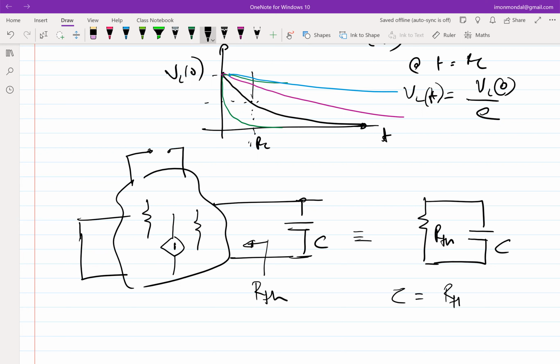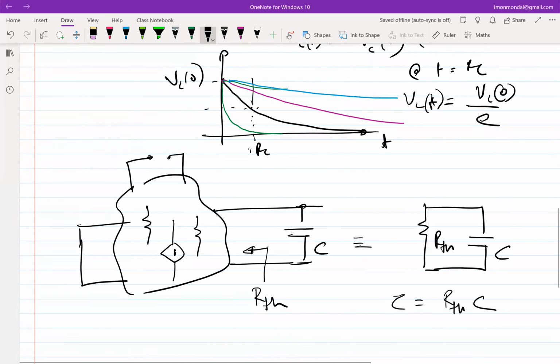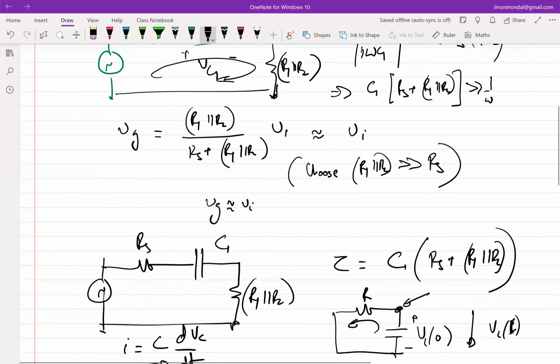Time constant will be RTH times C. Okay, so now when I have this time constant, then I know now that I am in familiar territory. I need to ensure that this time constant is much greater than 1 over omega naught, right? So this is the condition that we ended up with.